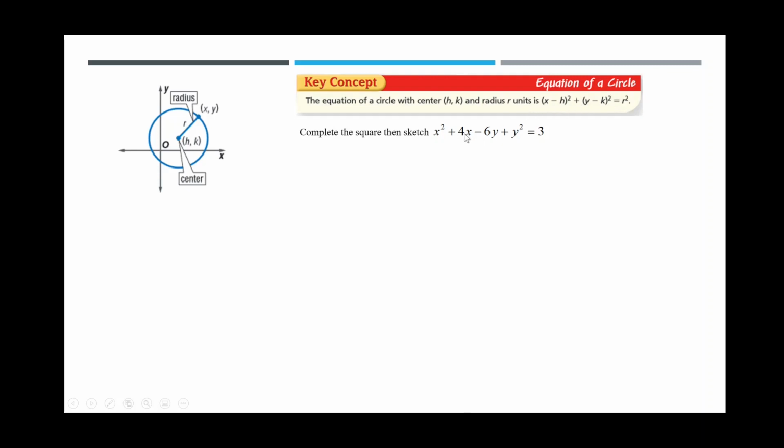So in order to get it to look like this, we want x to appear only in one spot and y to appear in one spot. Right now we have y in 2 places and x is in 2 places. So this is not what we want right now. So we're going to complete the square.